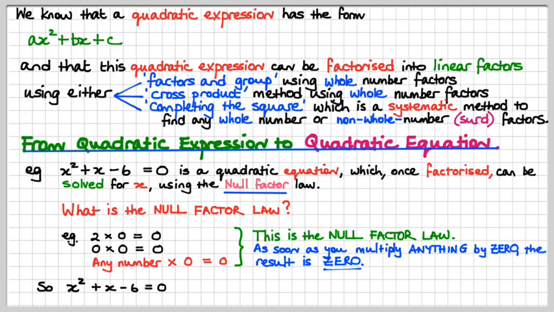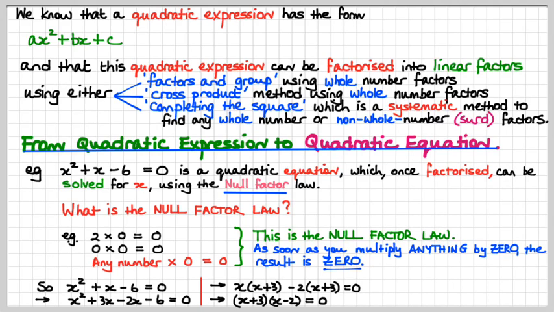We've got x squared plus x minus 6 equals 0. Now we're going to factorize that. I'm using the factors and group method, which I alluded to up here with whole number factors, guys. And what we're going to do with that? Yes, we're going to factorize that as follows. We get x into x plus 3 minus 2 into x plus 3 equals 0. And then further factorizing the x plus 3 bracketed term out of that, we get x plus 3 into x minus 2, that equals 0. Okay, so now we've factorized it.